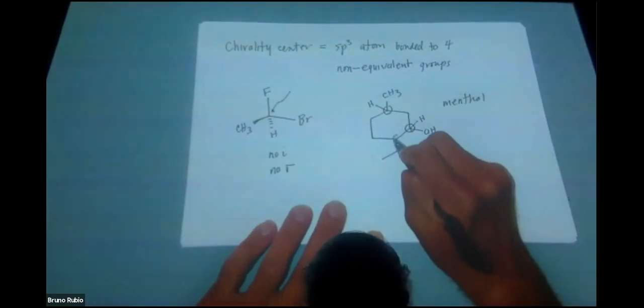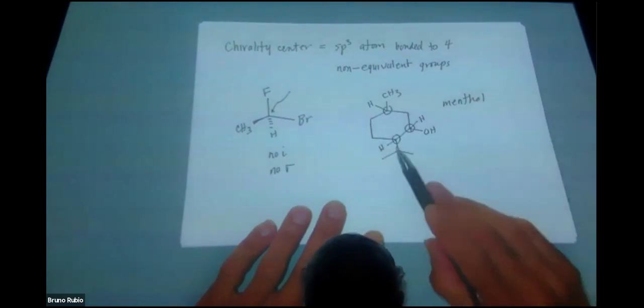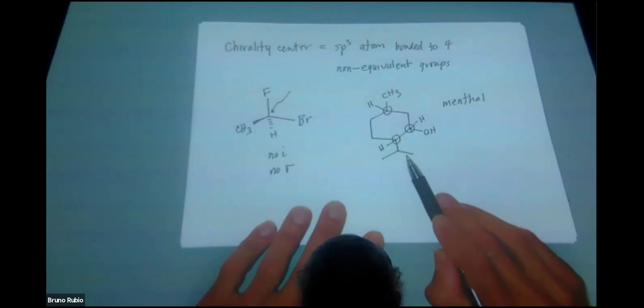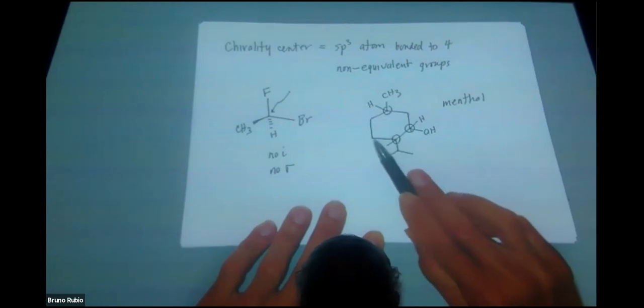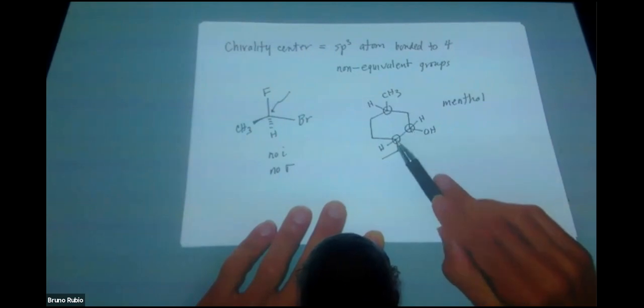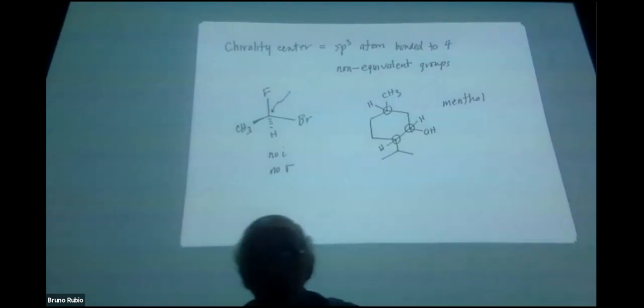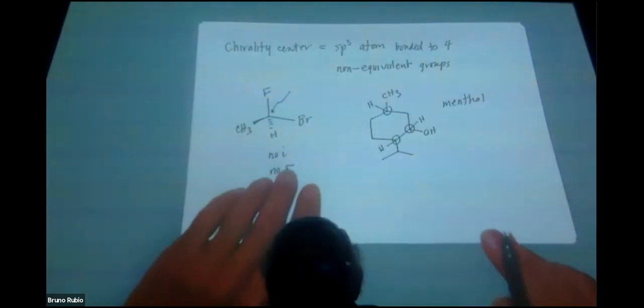It's down here at 6 o'clock. He's bonded to a hydrogen. He's bonded to a fishtail. He's bonded to a CH2. And he's bonded to something that's not a hydrogen. That's not a fishtail. That's not a CH2. That's the 3rd chirality center.